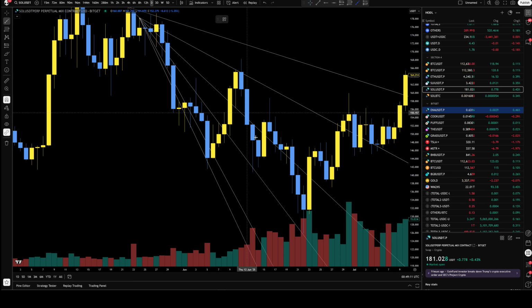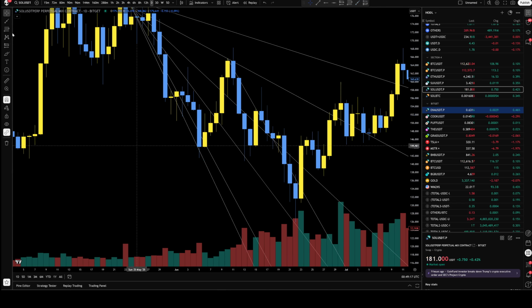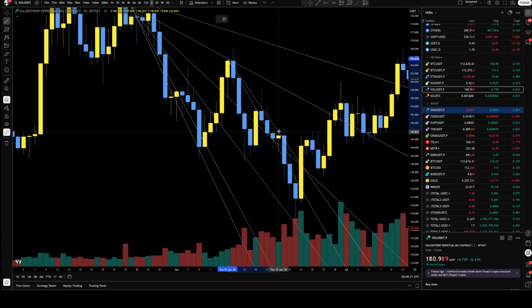Now we go into another stage of distribution. So we can go from there to there. That's four. We get that break. That's five. So after we get the next break of trend, we should be looking for a full-time reversal of the daily.